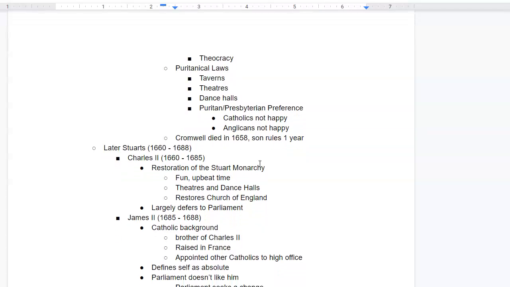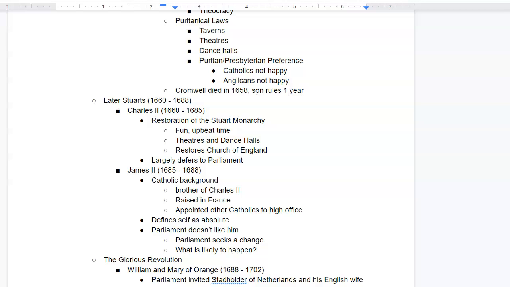Effectively, it's a bit of a Puritan theocracy, government by religious rules, where one of the things they're known for is closing down a lot of things that are fun, but also believed to promote indecency. So they close down the taverns, the theaters, the dance halls. And there is a Puritan Presbyterian preference. So Catholics are very much persecuted, and even Anglicans are sort of out of favor. They're tolerated more than Catholics, but they're out of favor.